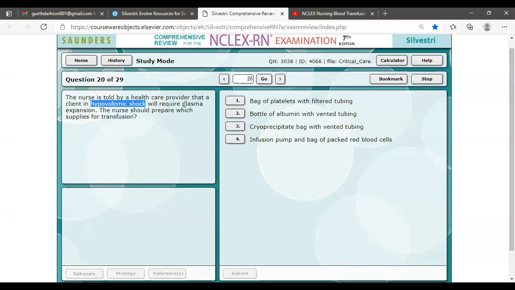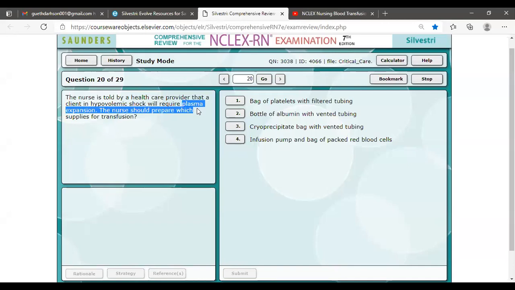We are going to learn here what materials we are supposed to use for plasma expansion, right? Which supply? A bag of platelet. Platelet is not used for plasma expansion. A bottle of albumin with vented tubing. Albumin is used as a plasma expansion.